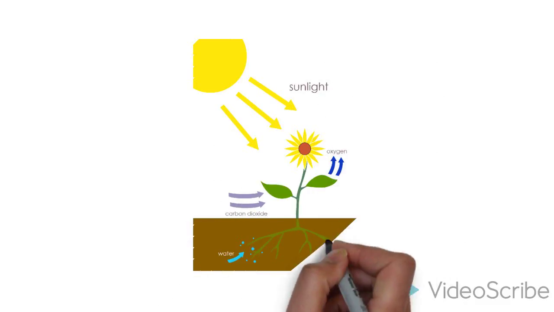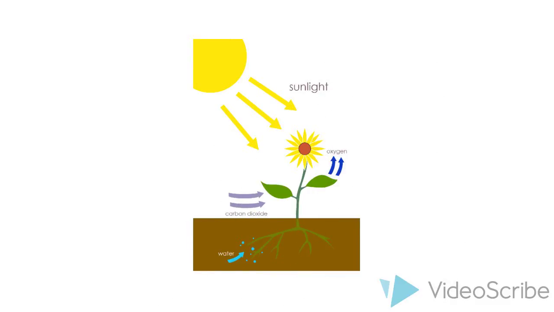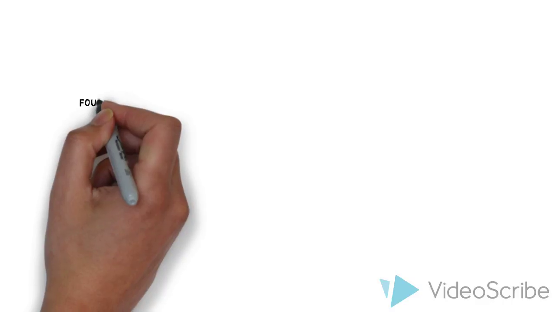Now, if we take a closer look at the picture, we will be able to understand how the sunlight comes in, the plant processes it, makes its food and stores it.